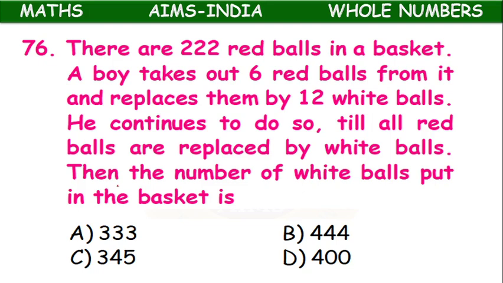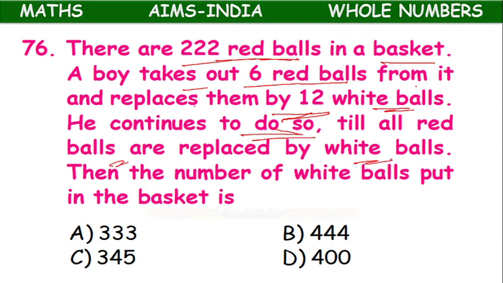Next, 76. There are 222 red balls in a basket. A boy takes out 6 red balls from it and replaces them by 12 white balls. If he continues to do so till all the red balls are replaced by white balls, then the number of white balls put in the basket is.